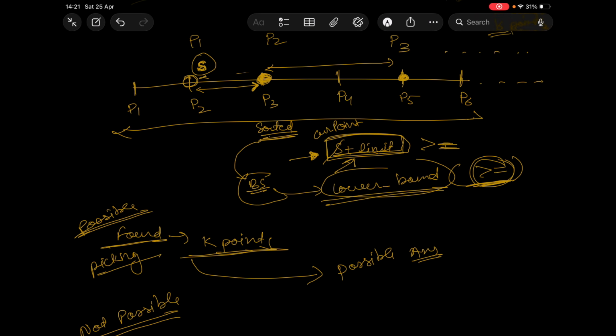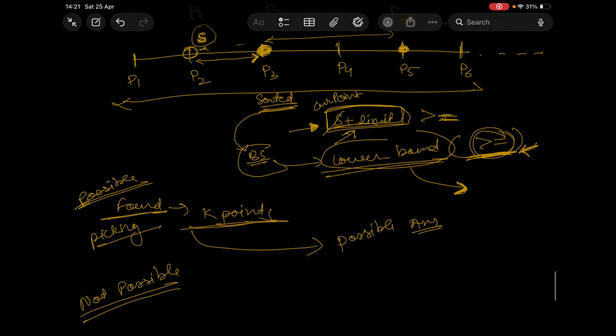Now, what does this lower bound give? It gives the next value greater than or equal to this. Let's say there is no such value that is greater than or equal to this value. So what does lower bound give us? It gives us the end address of the array, right?